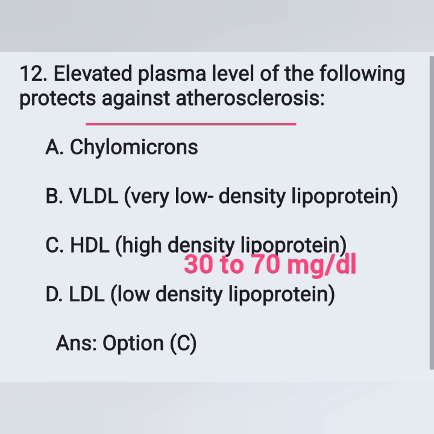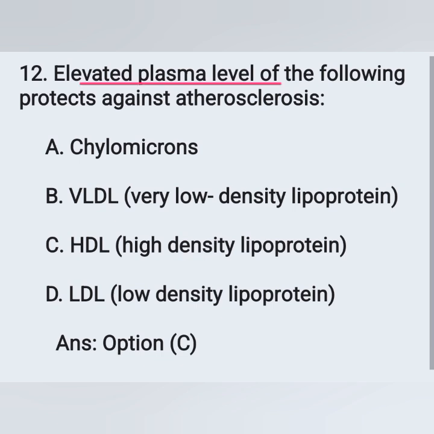Normal high density lipoprotein level is 30 to 70 milligram per deciliter. This high density lipoprotein level helps to protect against the risk of coronary artery diseases. Increased cholesterol level, then low density lipoprotein level and triglyceride level place the patient at risk for the development of coronary artery disease. But high density lipoprotein helps to protect against atherosclerosis.